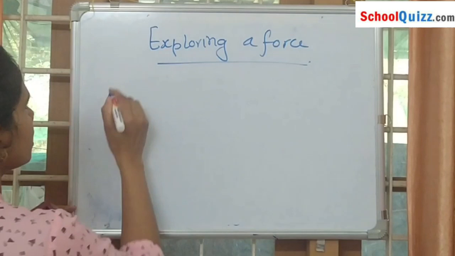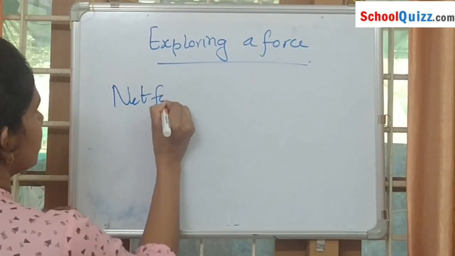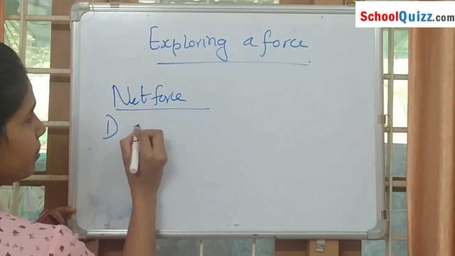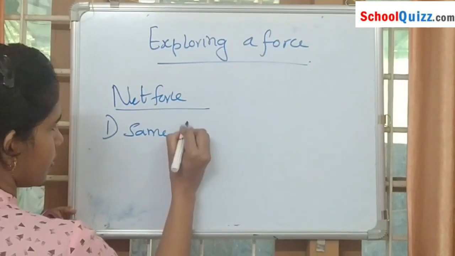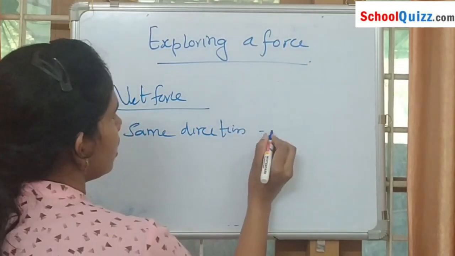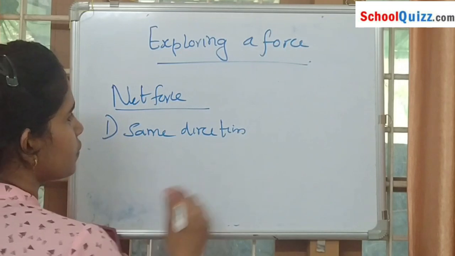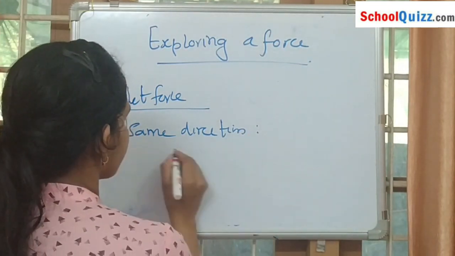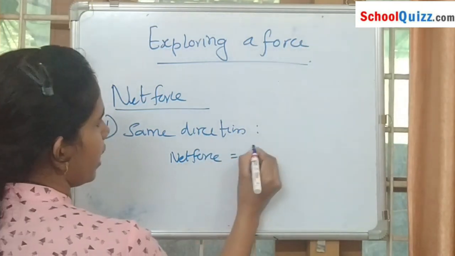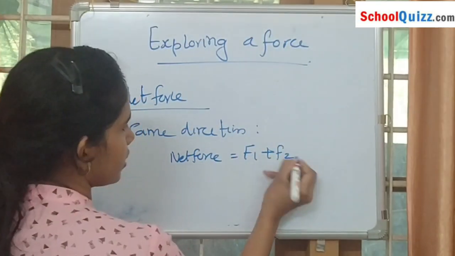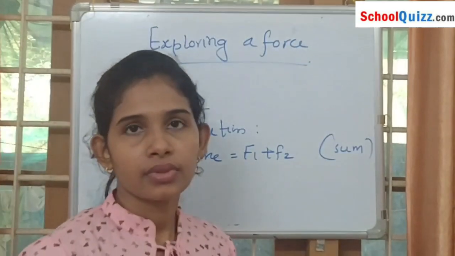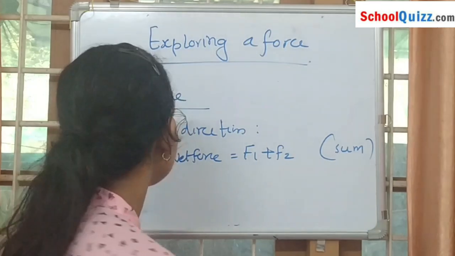I will write: if forces are applied in same direction, net force will be F1 plus F2. That means sum of two forces.